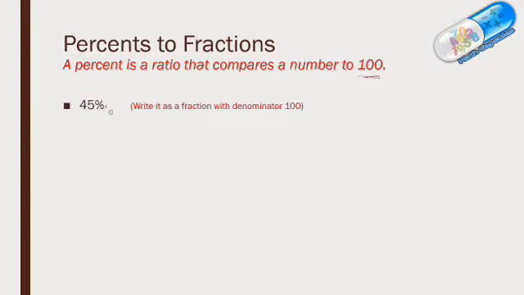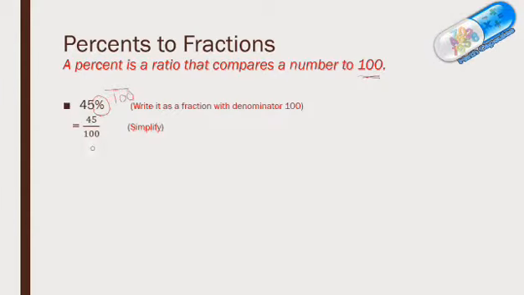45%. We want to write 45% as a fraction. To write it as a fraction, we transform it into 45 over 100, so we write it as a fraction with denominator 100. This means that the percent sign means the number over 100. So it will be written as 45 over 100.